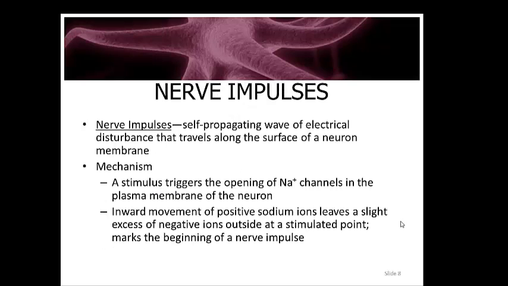Nerve impulses are self-propagating waves of electrical disturbance that travel along the surface of a neuron membrane. What happens is that some stimulus triggers the opening of Na-positive channels in the plasma membrane of the neuron. We then get an inward movement of positive sodium ions that leaves a slight excess of negative ions outside at a stimulated point. This marks the beginning of the nerve impulse. For example, a stimulus would be when you're touching that hot pot.